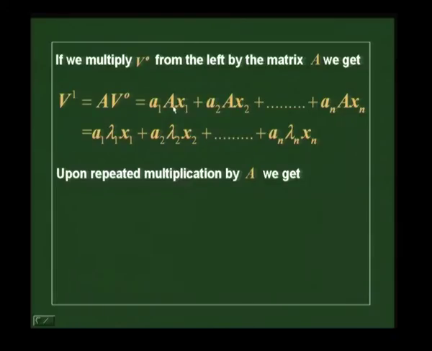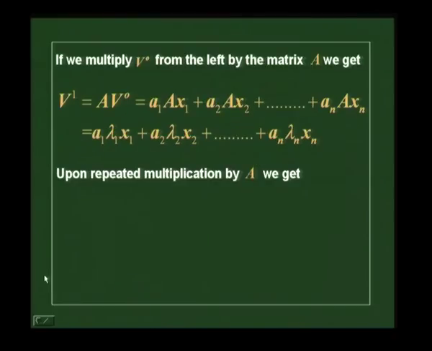But we know that x1, x2, x3 are eigenvectors of the matrix A. That means A x1 I can write as lambda 1 x1, and A x2 I can write as lambda 2 x2, etc. So I will get an equation of this form on the right hand side. I had an arbitrary vector v naught, which was expressed in terms of the eigenvectors. Then I multiplied that by the matrix A, whose eigenvector we want to find.